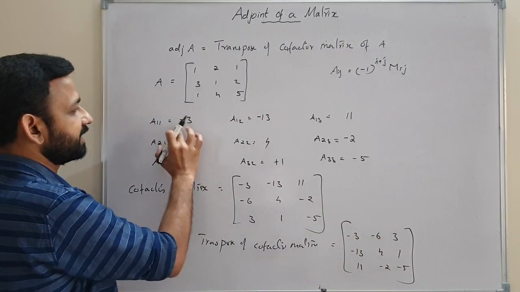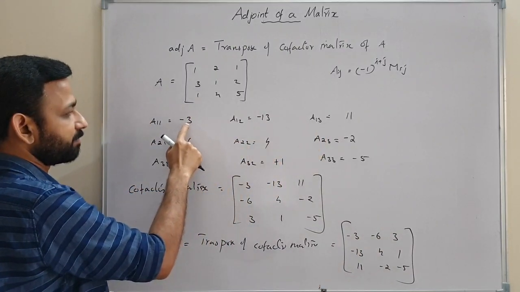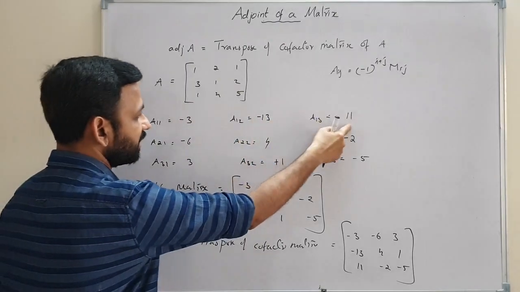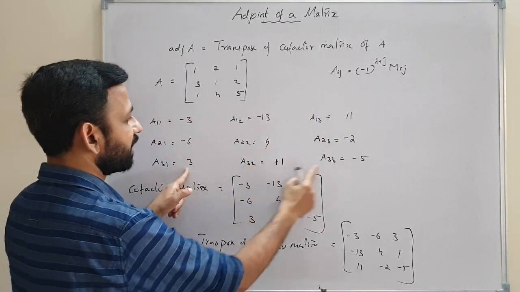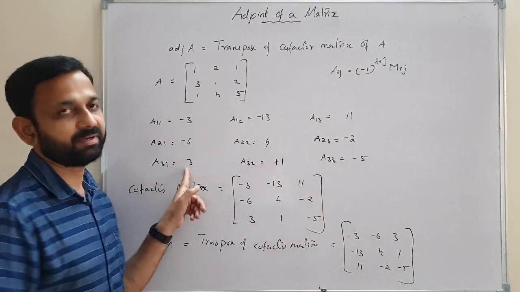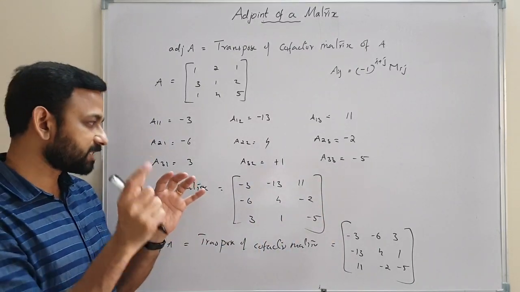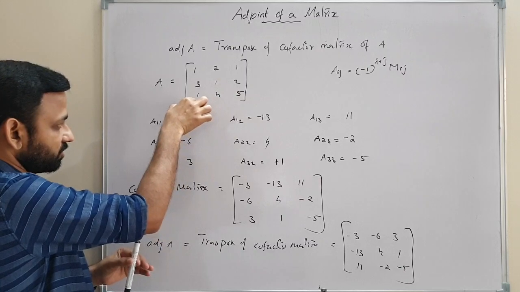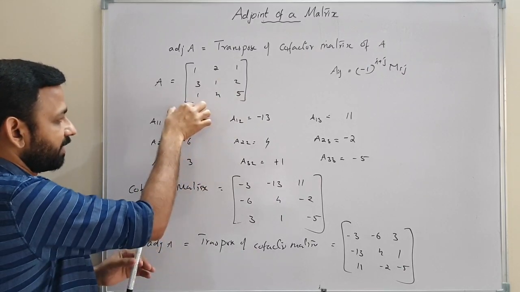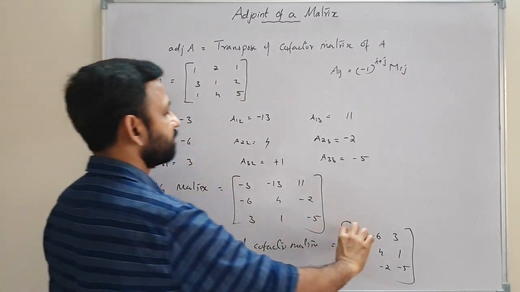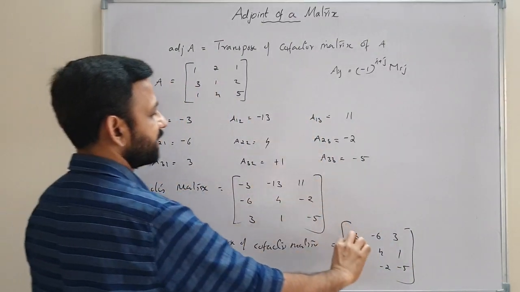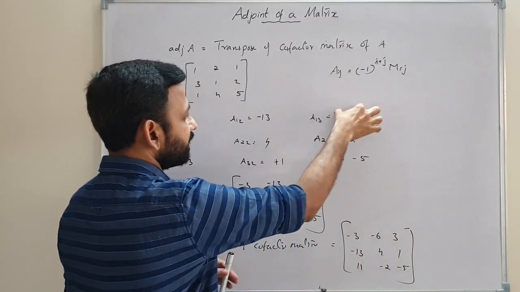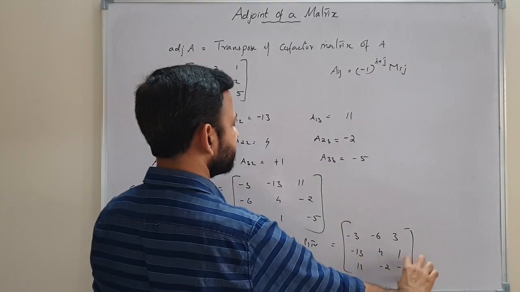So here, if you are writing in the same order, the cofactor matrix will be minus 3, minus 13, 11, minus 6, 4, minus 2, and 3, 1, minus 5. So the transpose of the cofactor matrix: first column, minus 3, minus 6, 3, then minus 13, 4, 1, then 11, minus 2, minus 5.